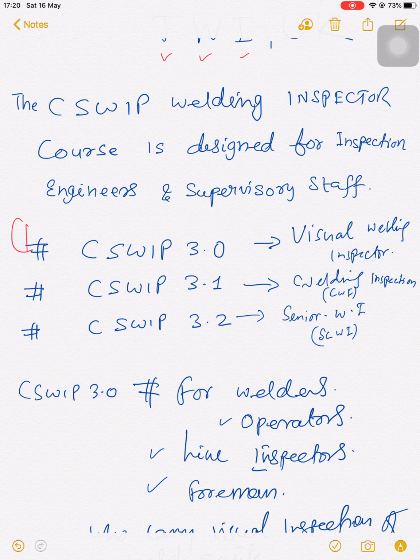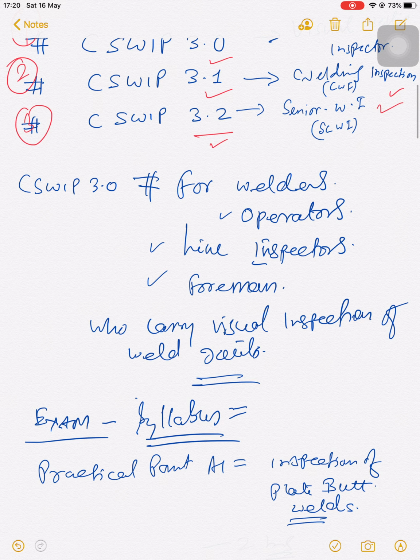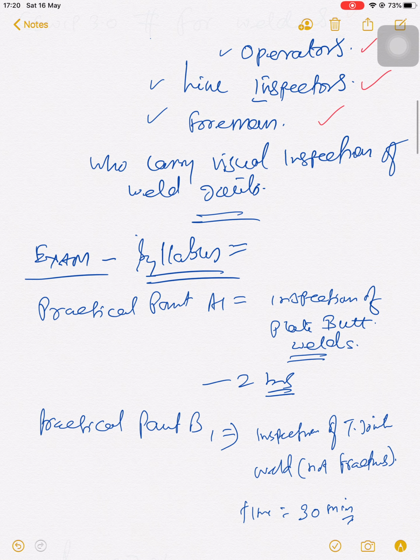There are three courses. One is CSWIP 3.0, second is CSWIP 3.1, and third is CSWIP 3.2. So CSWIP 3.0 is the basic building inspection, the visual building inspector course. Second is CSWIP 3.1, the certified building inspector, and CSWIP 3.2, the senior building inspector. CSWIP 3.0 is especially designed for builders, operators, line inspectors, and foremen who can carry out visual inspections of the joint.